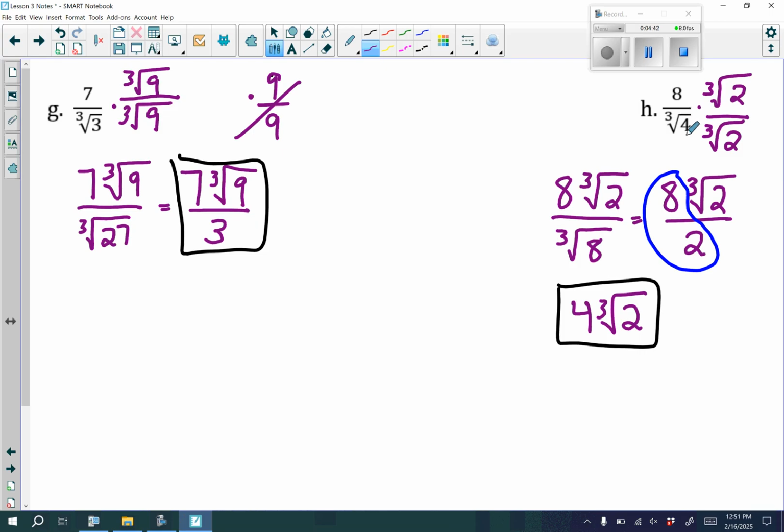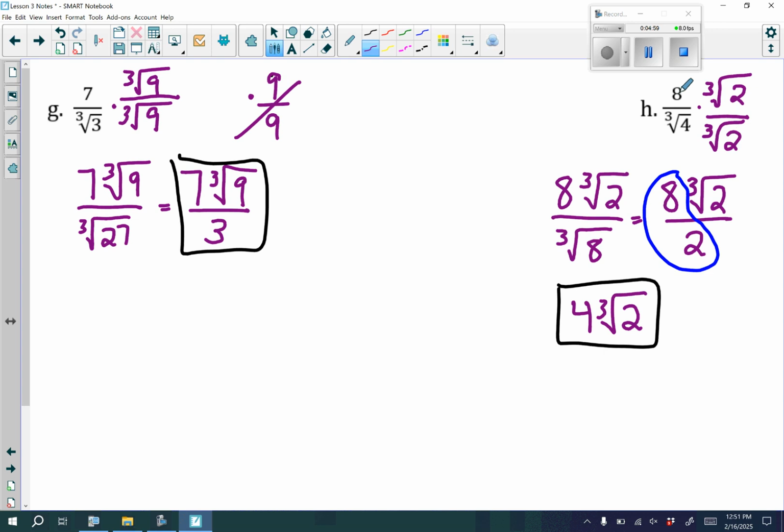So here we got the cube root of 4. We need to rationalize the denominator. I think, what is the smallest perfect cube that 4 can go into? It is 8. And so it can go into 8 twice. So I multiply the top and bottom by cube root of 2. Remember, not just 2, but cube root of 2.